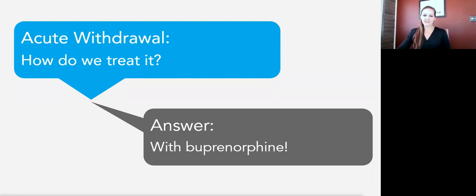But we are going to focus mainly on Bupe today because of its safety profile and because of how effective it is. But I do want to mention that there are other medications that do treat opioid use disorder, such as methadone or naltrexone. And we can get you more information about those if you would like, but we're going to focus on Bupe today.